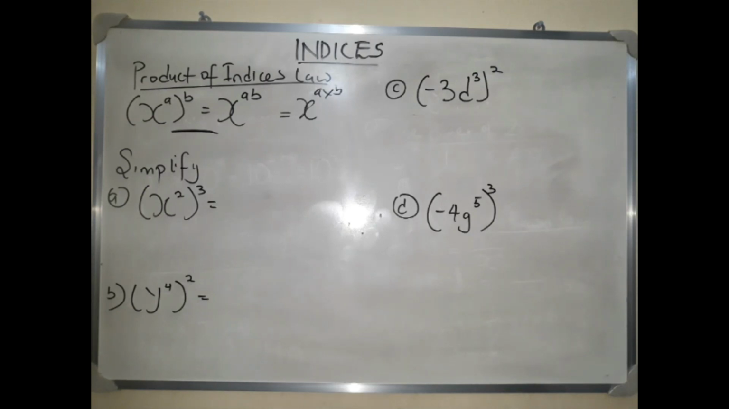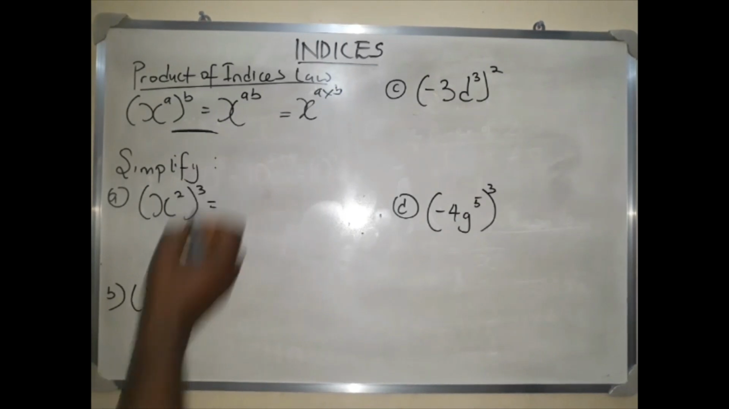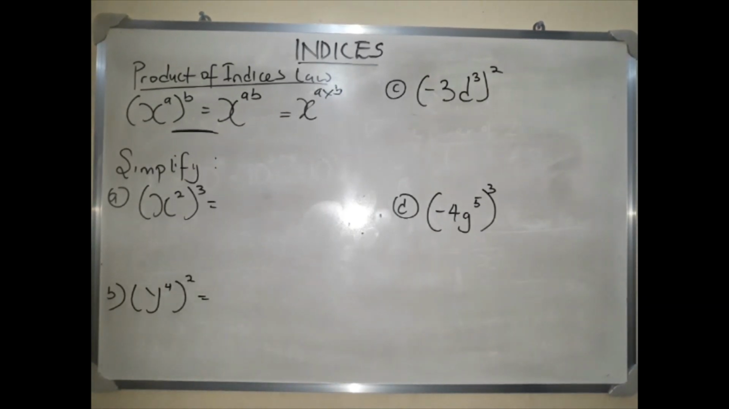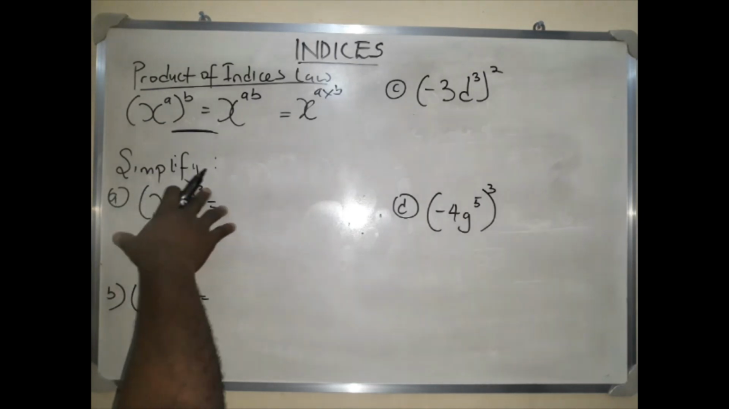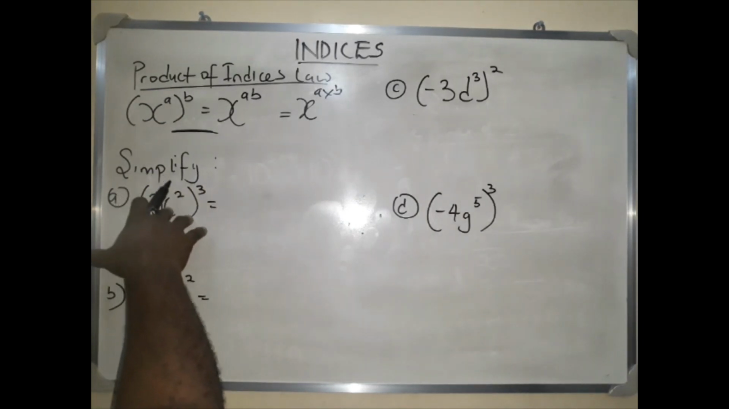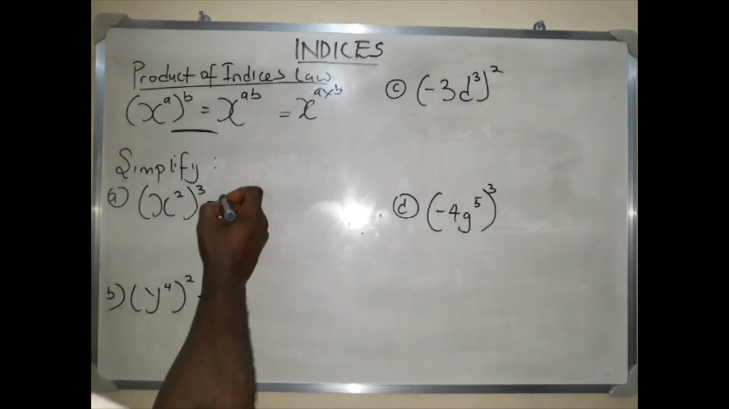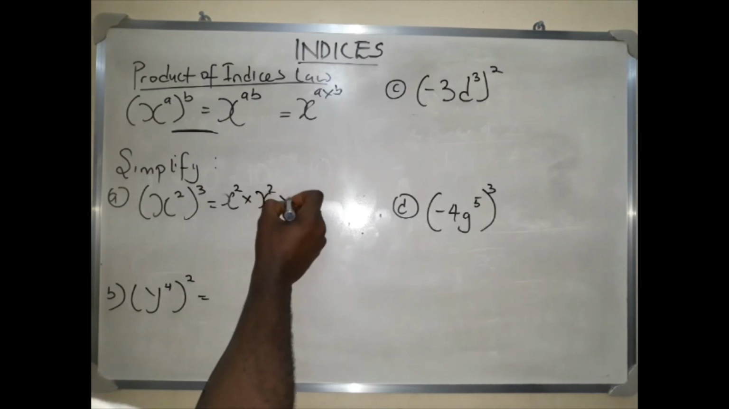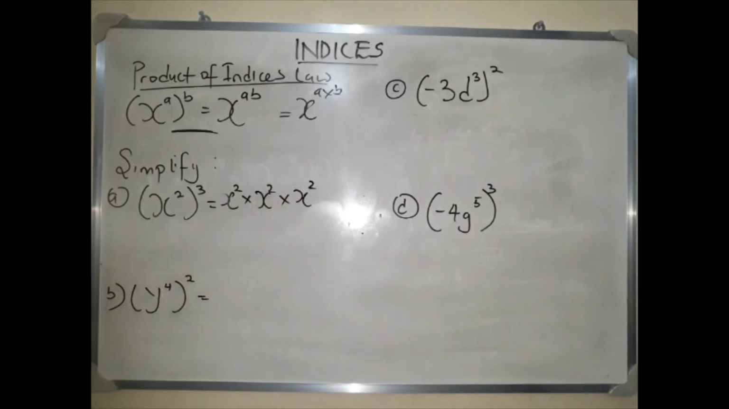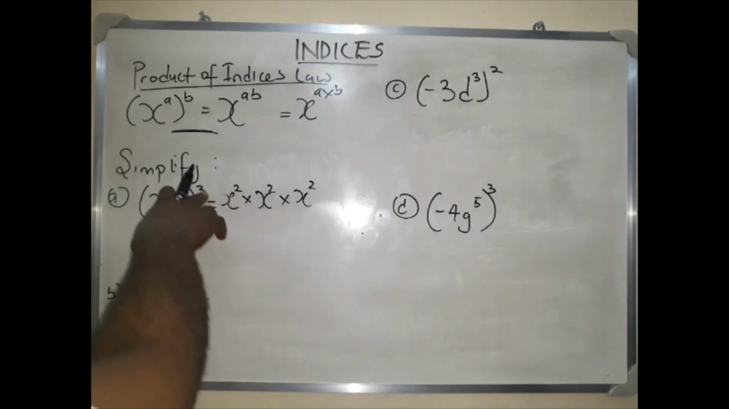Now let's look at some examples here. The first example says x raised to power 2 in brackets, and then after the bracket we have raised to power 3. Now to solve this, you can multiply what is inside this bracket 3 times. So you can say x raised to power 2 times x raised to power 2 times x raised to power 2. This is x raised to power 2 multiplied by itself 3 times.